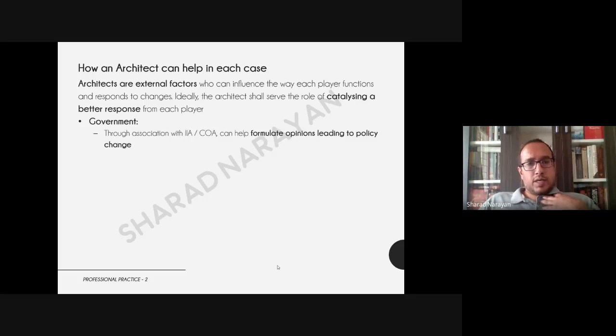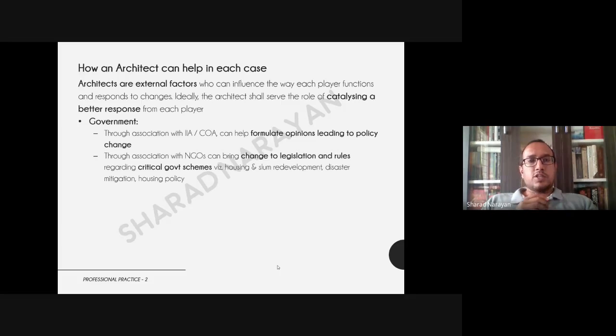So, in terms of the government, through his association with the IIA and the COA, he can help formulate opinions regarding policy change. Through association with NGOs, he can bring change to legislation and rules regarding critical government schemes, namely housing and slum redevelopment, disaster mitigation, housing policy.